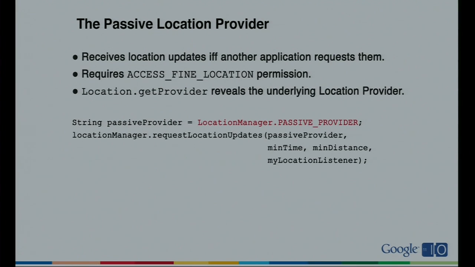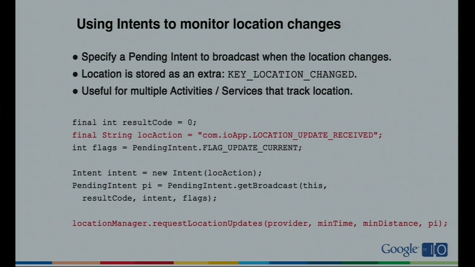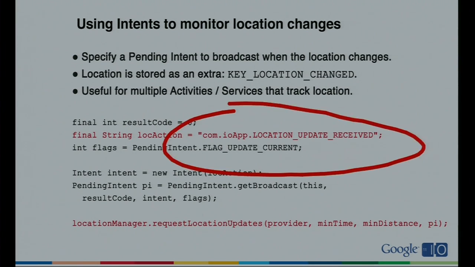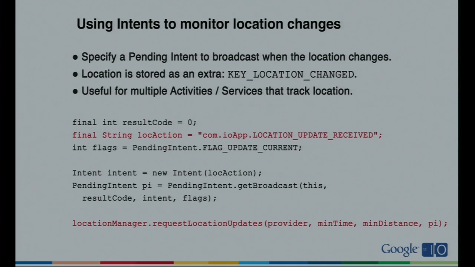Something which has actually been around for quite a lot longer but hasn't received a lot of use is this idea of being able to use intents to listen for location updates. So as an alternative to the location listener, you can actually specify a pending intent, and that's what we can see here. And the most important part here is the action string which we're going to broadcast. So we construct this pending intent and then request those location updates. And instead of specifying a location listener, we're going to specify the pending intent, which is going to get broadcast. So now every time the provider which we've specified receives an update, it is going to broadcast this intent.